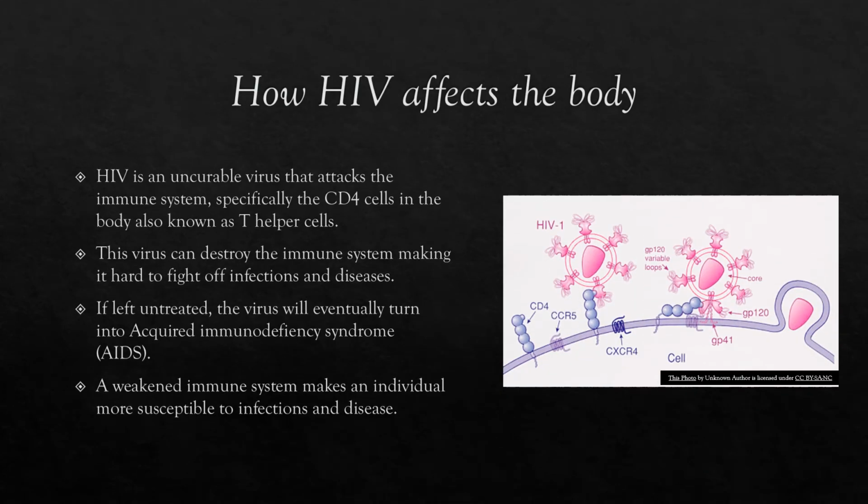How HIV affects the body. HIV is an incurable virus that attacks the immune system, specifically the CD4 cells in the body, also known as T helper cells. This virus can destroy the immune system, making it hard to fight off infections and diseases. If left untreated, the virus will eventually turn into acquired immunodeficiency syndrome, or AIDS. A weakened immune system makes an individual more susceptible to infections and disease.